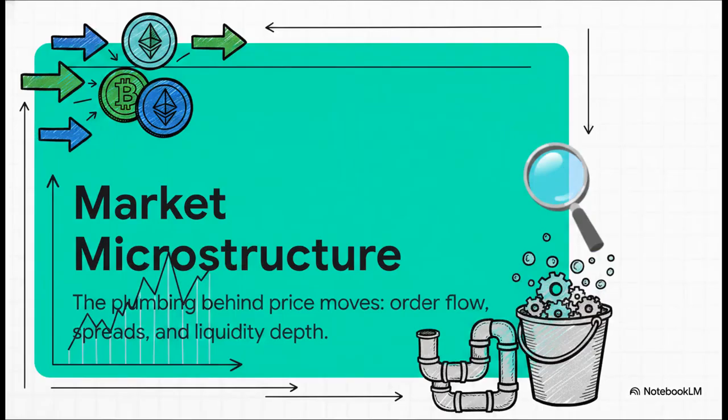So what exactly is market microstructure? Let's define it clearly right off the bat. It is the plumbing behind price moves. We're talking specifically about order flow, bid-ask spreads, and liquidity depth. See, price doesn't move just because a pattern formed. It moves because of physical supply and demand imbalances. This plumbing dictates exactly where the price is physically allowed to travel.